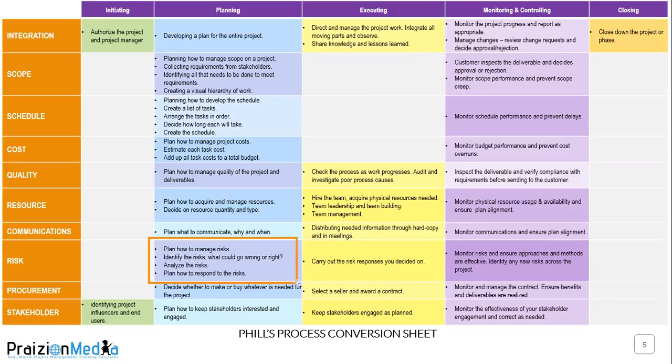In risk, we do a number of things. Now keep your eye on this one, because this one is also tricky. In risk, we plan how to manage risks. We identify the risks, in other words, what could go wrong or right, and then we analyze the risk. Now, I've kept that very simple because we have two analyses. We have qualitative and quantitative, but the bottom line is you analyze the risks, okay? Next, we plan how to respond to the risks, and that takes us into procurement.